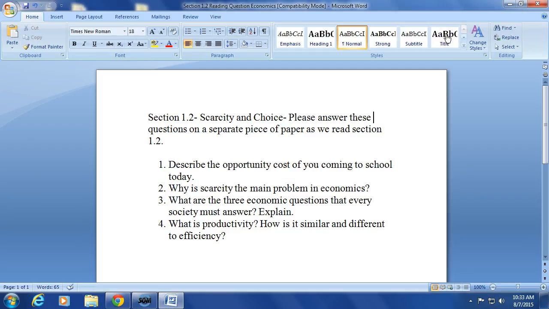Now let's take a look at these 4 questions. Right now you should be on page 8. If you haven't turned to page 8, go ahead and do that right now. I'm going to talk about a concept called opportunity cost. The opportunity cost of something is the most important thing you gave up when you decided to do something.